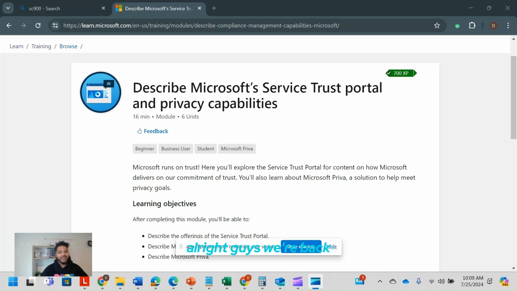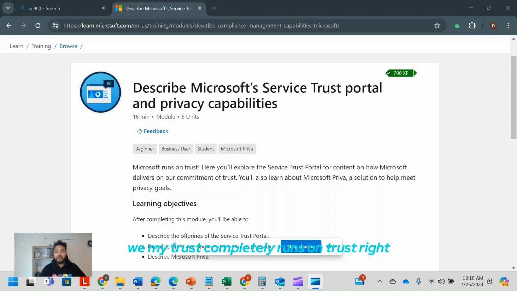Let's get it. All right, guys, we're back. We're here in the first unit of the last module, which is all about Microsoft compliance. In this module, we're going to dive into the Microsoft Service Trust Portal and privacy capabilities, right?